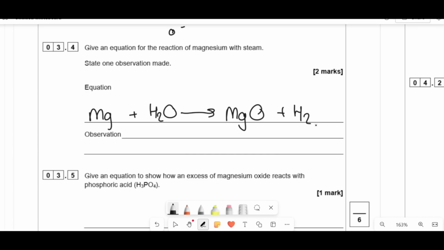So then what's the observation you're going to make? It can't be effervescence because you're reacting a solid with a gas. Where are you going to see the bubbling? You're not going to see bubbles because there's no liquid happening here. You need to also know that that's a solid as well. Yes, that's a gas, but it doesn't work. So what you end up seeing is you form a white powder, because that's what MgO looks like.